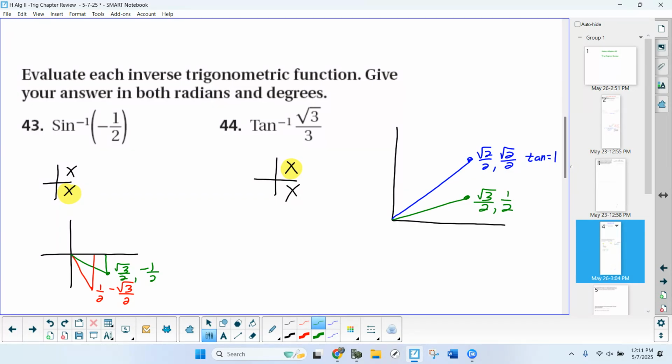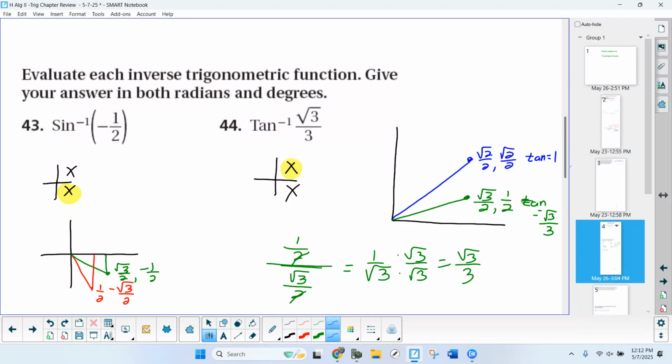Okay, how do you find tangent? It's y over x. So I'm going to divide y by x. All right, what do you do with the 2's? Cancel them. Are you allowed to leave square root of 3 in the denominator? So when I rationalize, what do I get for the tangent at 30 degrees? Square root of 3 over 3. So the tangent is square root of 3 over 3. So what's the answer for this one? 30 degrees or pi over 6.